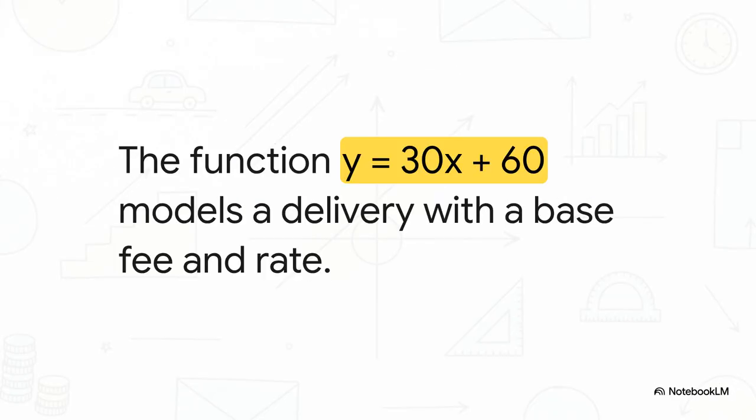Let's level this up to a slightly more advanced real-world model where your starting point, your b, isn't 0. Consider a delivery service. They charge a fixed base fee just for showing up, plus a scaling rate per kilometer. Let's say the base charge is 60 pesos, and the rate is 30 pesos per kilometer. That 60 peso fixed charge, that is your y-intercept. It's what you pay at exactly 0 kilometers. The 30 pesos per kilometer is your slope, the steepness of the cost. So the final cost of any delivery can be perfectly mapped out with the function y equals 30x plus 60.